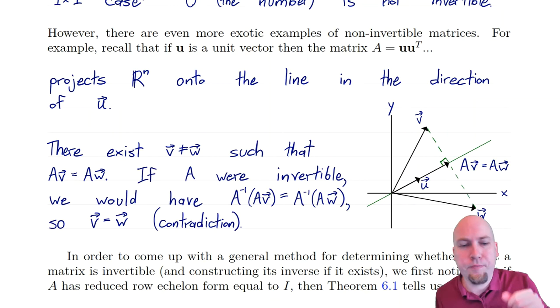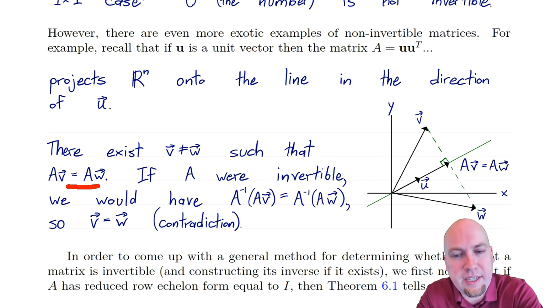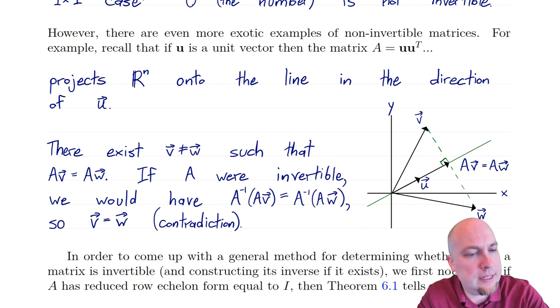Maybe a little bit more concretely, if you want to write down this argument with symbols, if A were invertible, then I could find some matrix A inverse and I would multiply this equation Av equals Aw on the left by that inverse. And when I did that, the A inverse A would cancel, the A inverse A would cancel, and I'd just be left with v equals w.